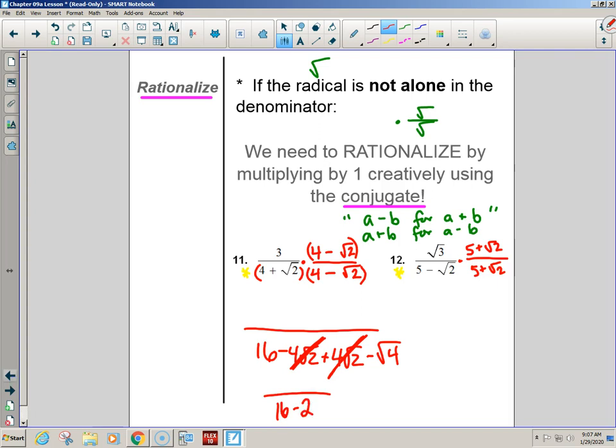Now we still have this thing up here in the numerator where we have to actually multiply. That's a good old-fashioned rainbow, a good old-fashioned distribute.